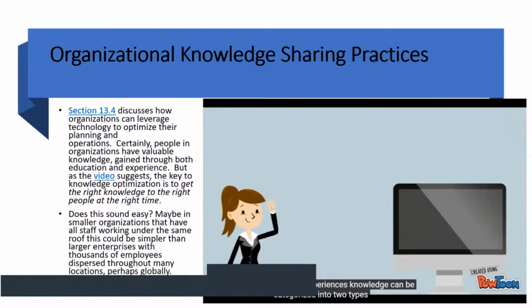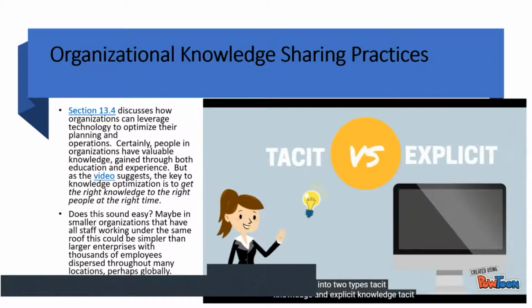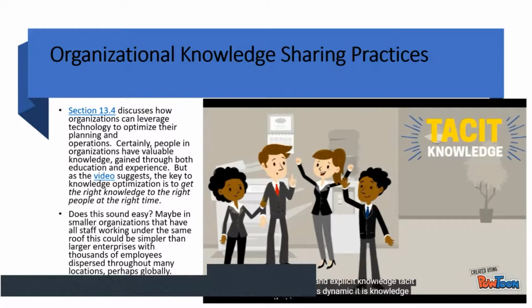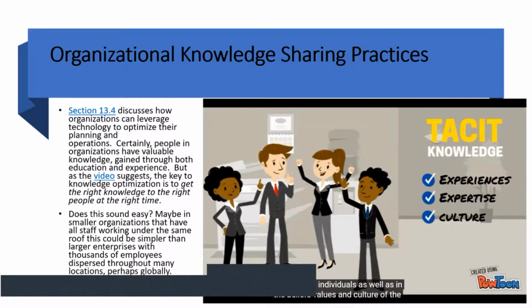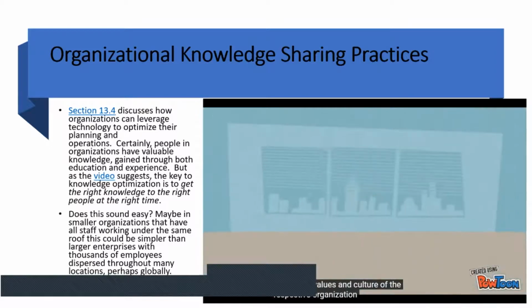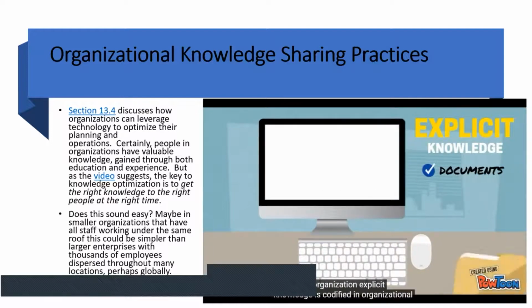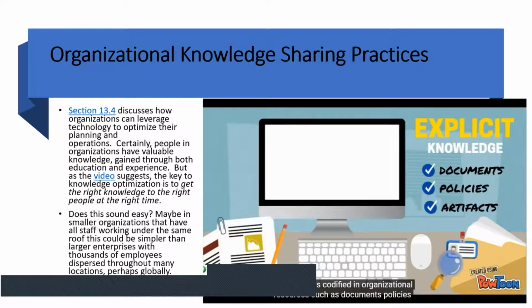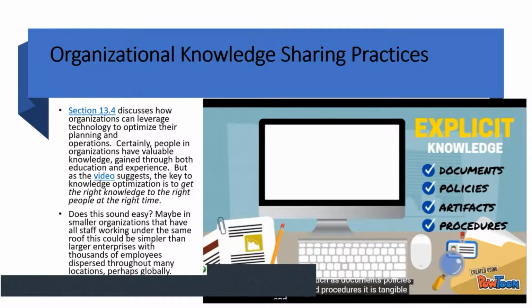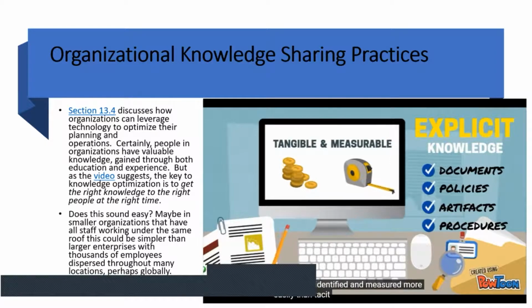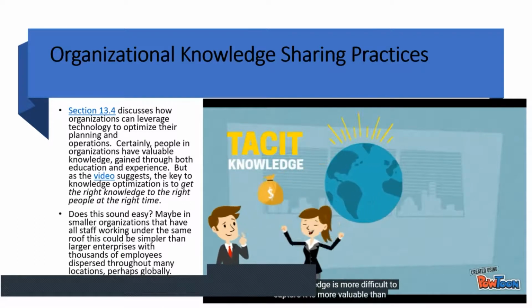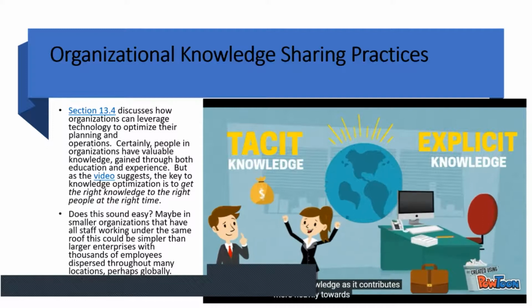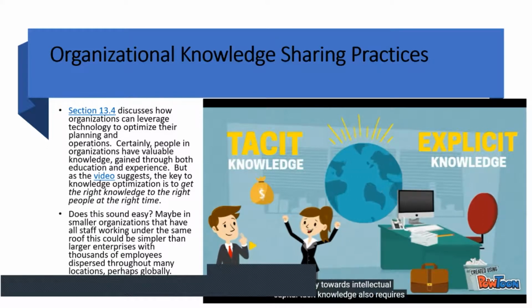Knowledge can be categorized into two types, tacit knowledge and explicit knowledge. Tacit knowledge is dynamic. It is knowledge that is embedded in the experiences and expertise of individuals, as well as in the beliefs, values, and culture of the respective organization. Explicit knowledge is codified in organizational resources such as documents, policies, artifacts, and procedures. It is tangible and can be identified and measured more easily than tacit knowledge. Although tacit knowledge is more difficult to capture, it is more valuable than explicit knowledge as it contributes more heavily towards intellectual capital. Tacit knowledge also requires trust and relationships in order to be shared effectively.